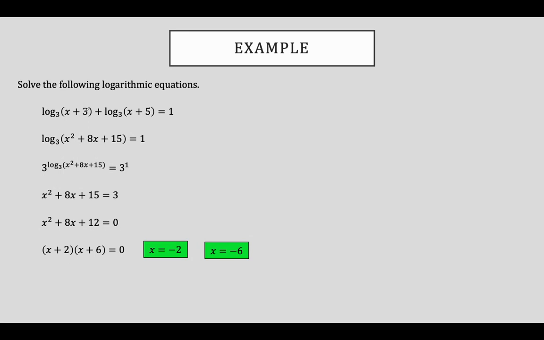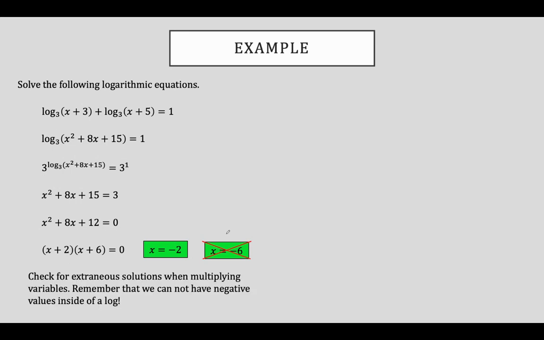Therefore, x equals -6 is an extraneous solution. We can cancel that one out and recognize x equals -2 is our only answer. Again, check for extraneous solutions when multiplying by variables. If we multiply by an x, we have the chance of introducing an extra solution, and we cannot have negative values or zeros inside of a log.